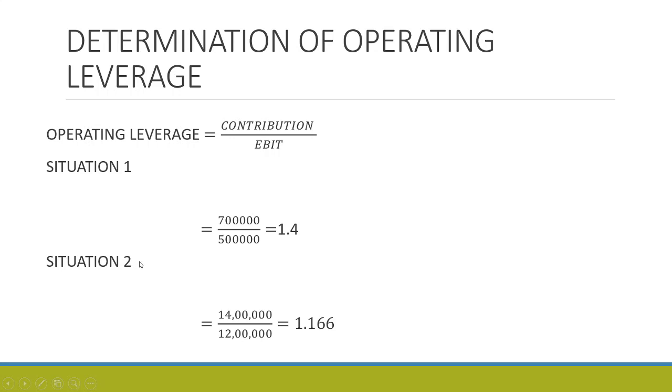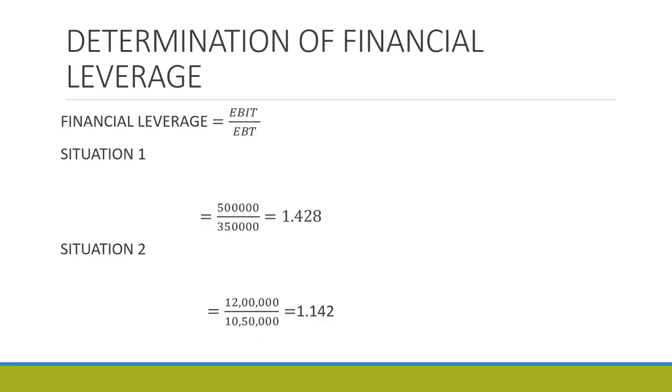In case of situation 2, when the level of units sold is 2 lakh units, operating leverage is equal to 14 lakhs divided by 12 lakh, which is equal to 1.166. Next, we'll see the financial leverage. Financial leverage is equal to EBIT divided by EBT, earnings before interest and taxes divided by earnings before tax. So, in case of situation 1, the financial leverage is equal to 5 lakh divided by 3 lakh 50,000, which is equal to 1.428. In case of situation 2, financial leverage is equal to 12 lakh divided by 10 lakh 50,000, which is equal to 1.142.